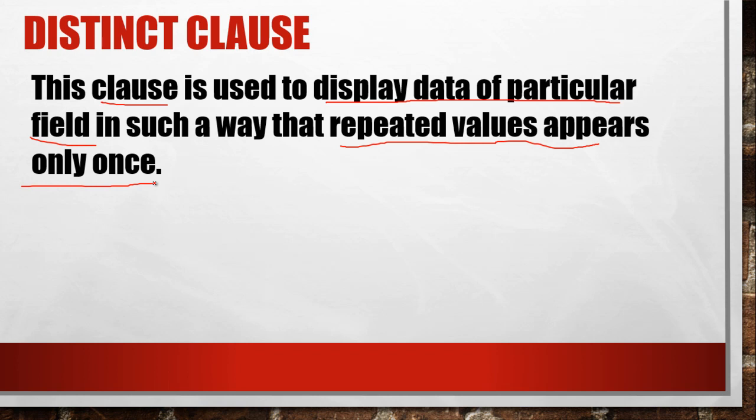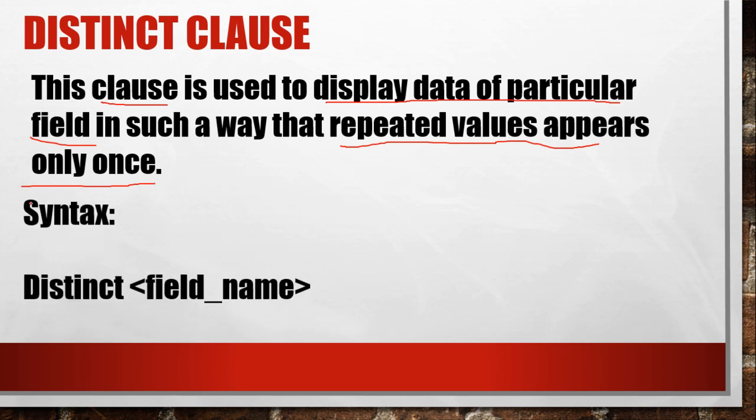Let me clarify one thing. The distinct clause will do one thing for you: if a particular field has repeated records in it, then it will show the repeated record only once in the result. So let me show the example syntax. We have to write distinct and then the field name. We use this distinct in the select option.